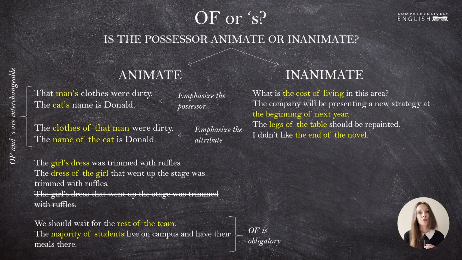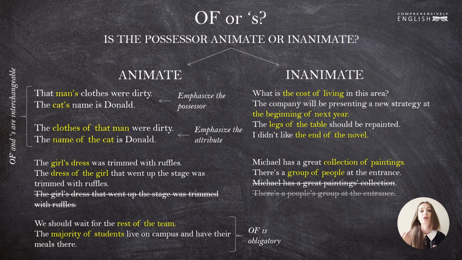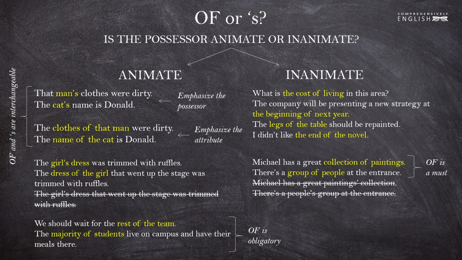Though, according to the rules of English grammar, it wouldn't be a mistake to use the apostrophe s in such sentences. But the of form is obligatory when we express the relation of a unit to a group. Michael has a great collection of paintings. There is a group of people at the entrance. We should not say Michael has a great paintings collection. No, a collection of paintings. There is a people's group at the entrance. The sentence is also incorrect.